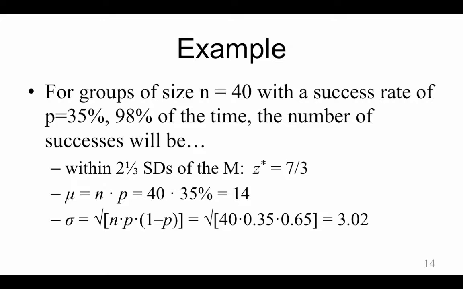Let's look at an example. For groups of size 40 with a success rate of 35%, 98% of the time, the number of successes will be within 2 1/3 standard deviations of the mean. So our critical value is 7/3. And again, that value 2 1/3 comes from the empirical rule, the one-thirds empirical rule particularly. We're using the mean, which is 14. The standard deviation, calculated before, is 3.02.